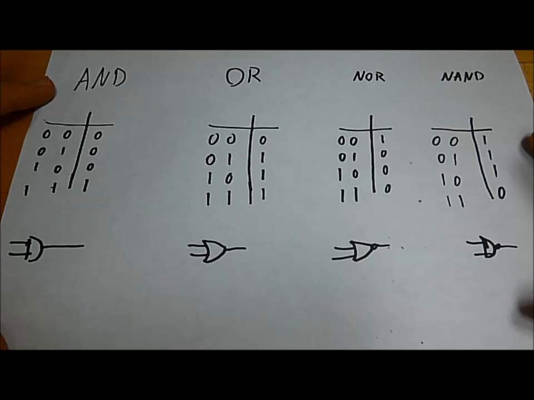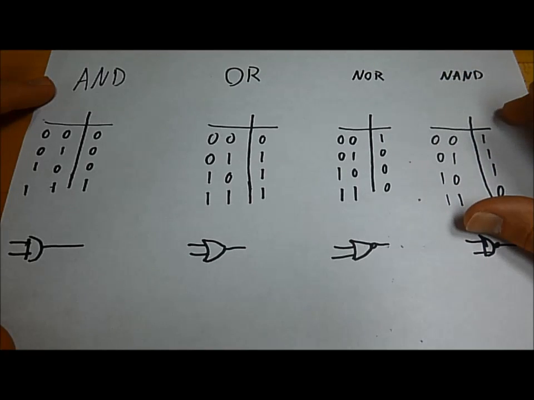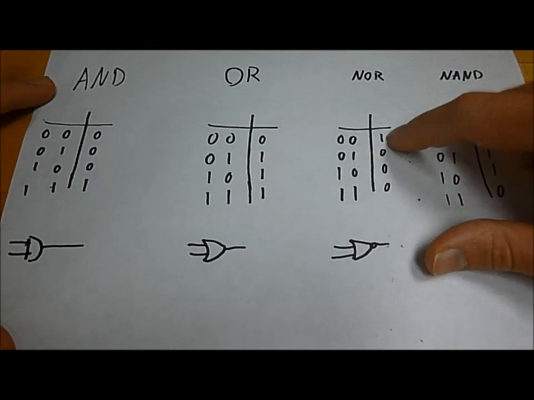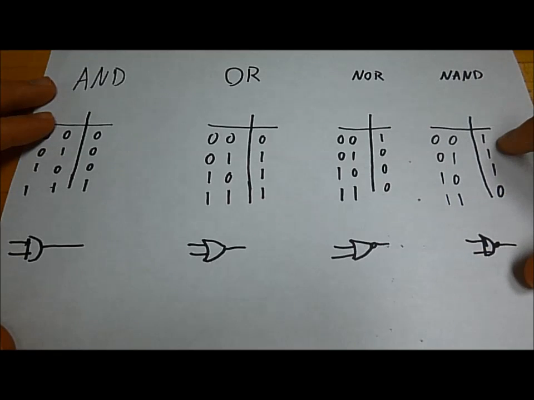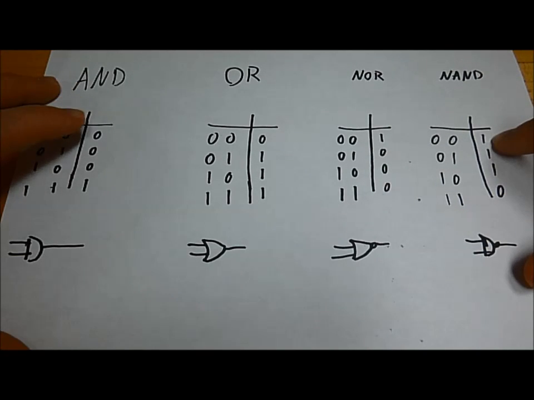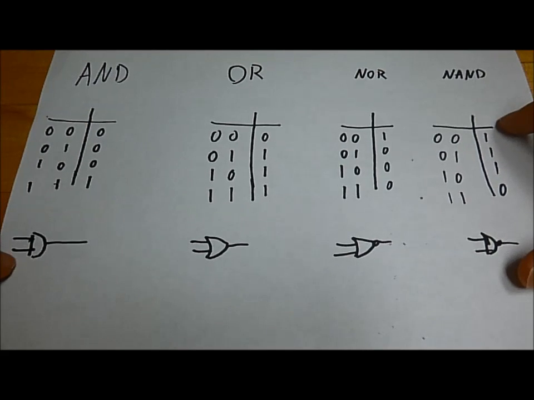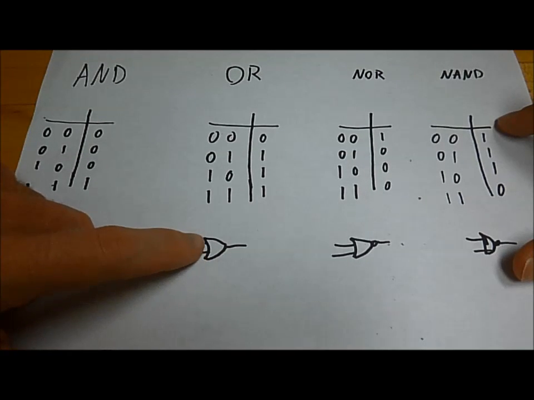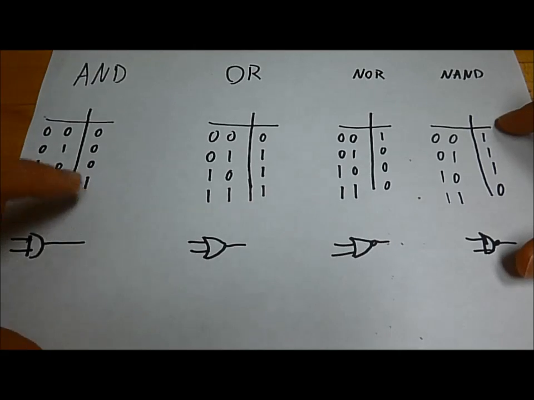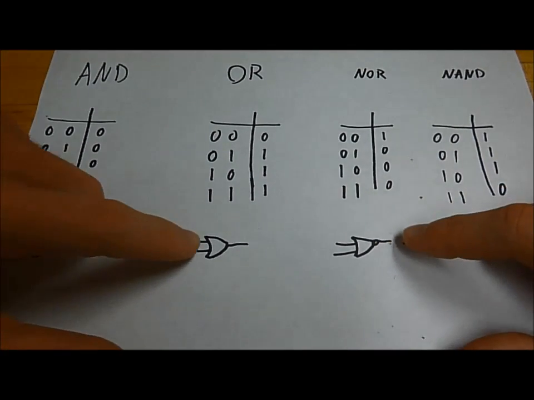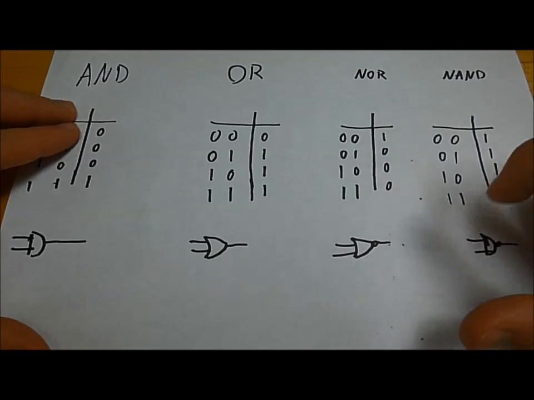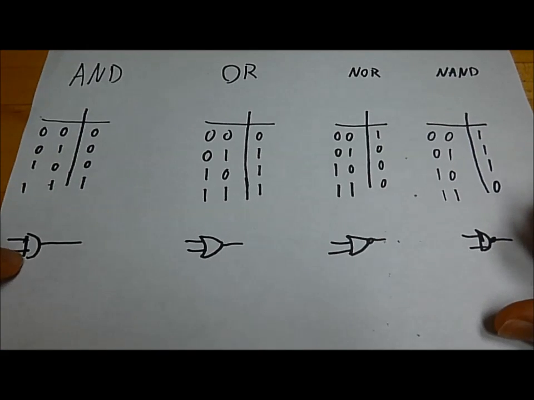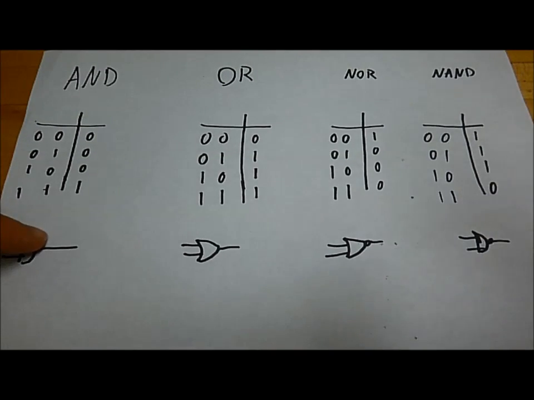A NOR gate is simply an OR gate that is NOTed. So we take its output and we invert it. So when we have a 0 as an output, now we have a 1. A NAND gate does the exact same thing, but for an AND. The circuit schematic for AND looks like a D, OR has a curve where the AND gate has a straight line, NOR is just an OR gate with a bubble on the front, and a NAND gate is just an AND gate with a bubble on the front.